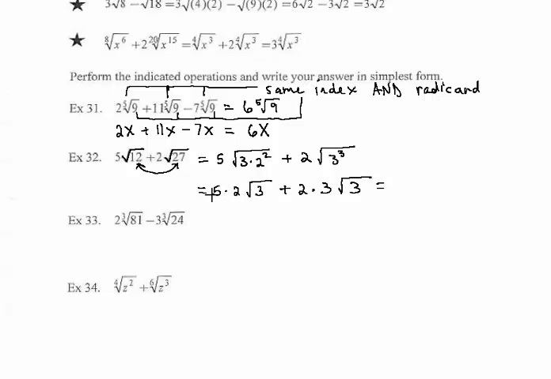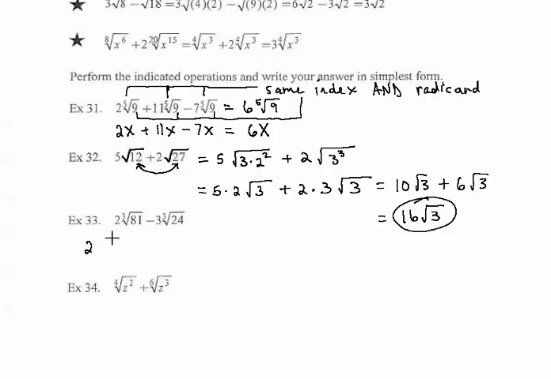We have to multiply these numbers 5 and 2 to get 10. 2 times 3 is 6. 10 plus 6 is 16, and so we've combined these two radical terms into a single one. We keep the common radical part, square root of 3, and so this would be our final answer. So if at first the indexes and radicands don't match, then maybe you should simplify the radicals.